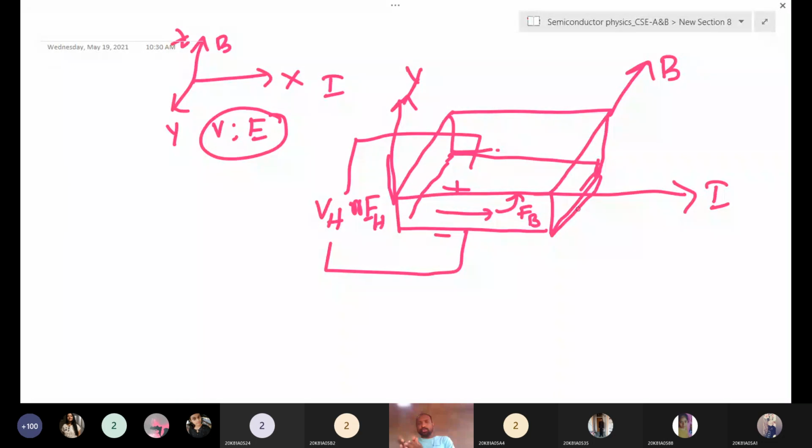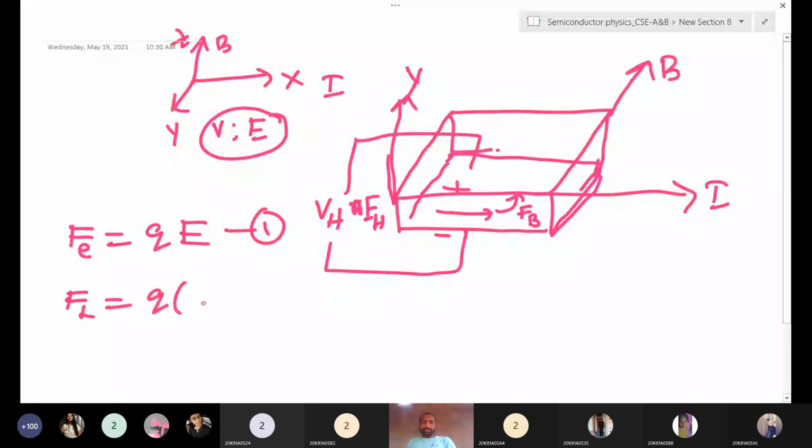Now we know that because of the charge carriers we have an electrostatic force, that is Q into E. Let's take this as equation 1. And because of the magnetic field we have a Lorentz force, Q into V cross B. V is the velocity; here we will take the drift velocity.